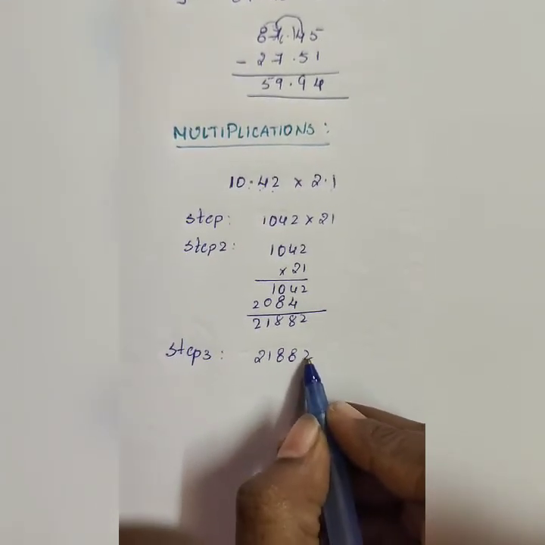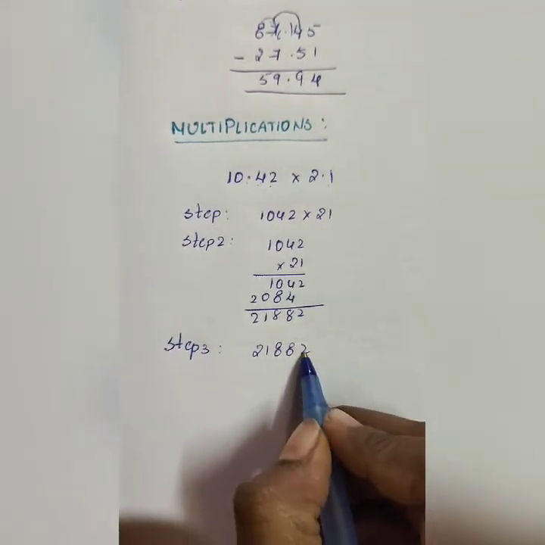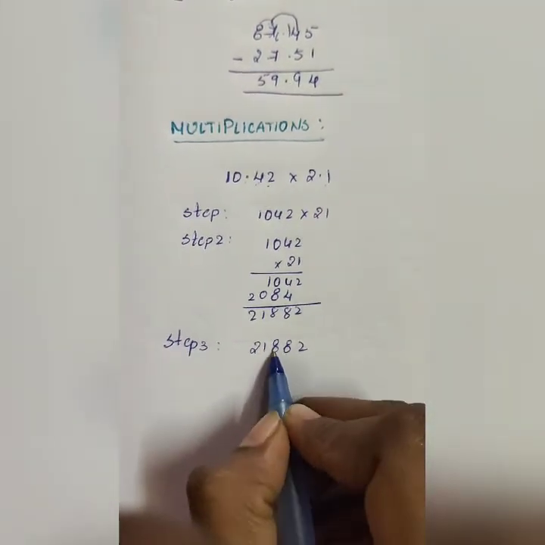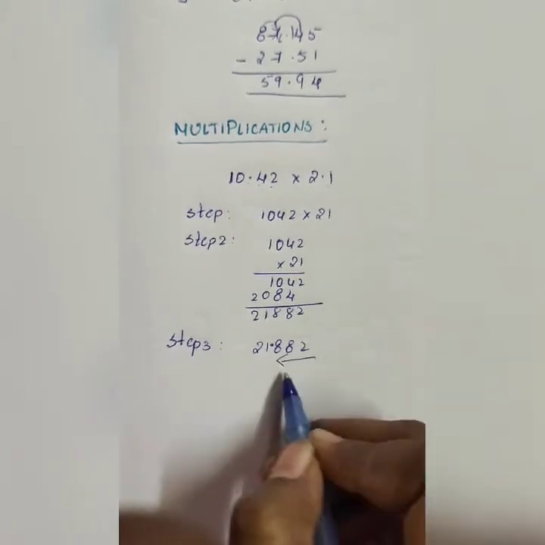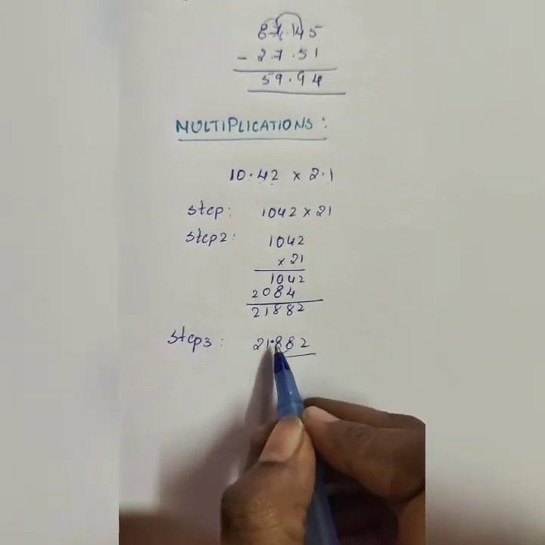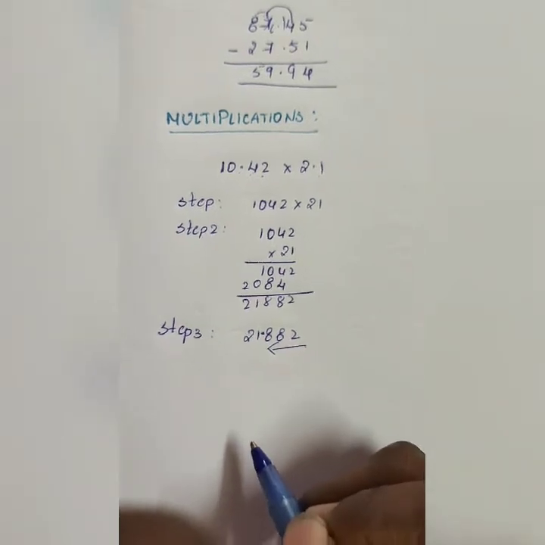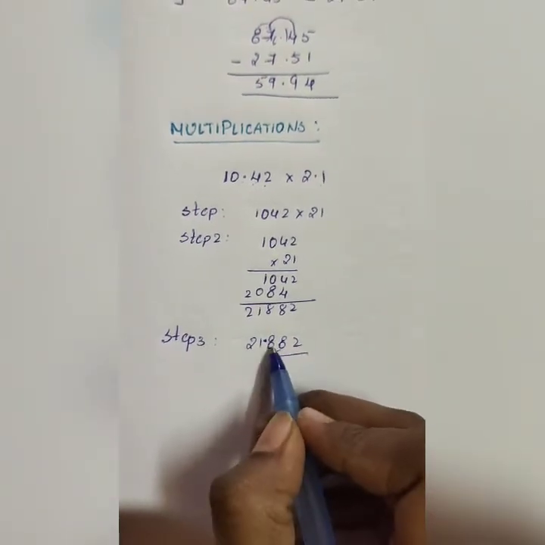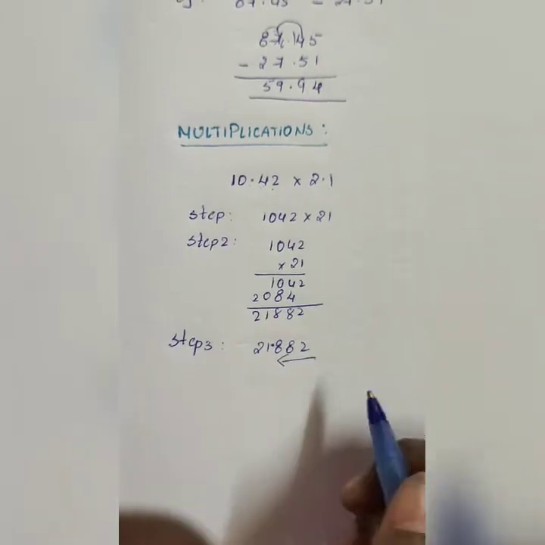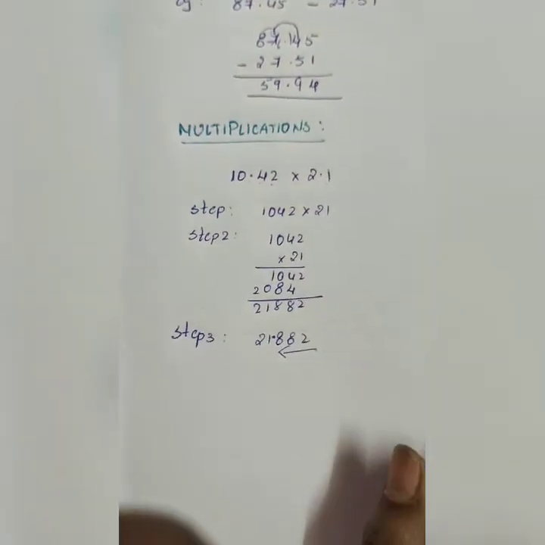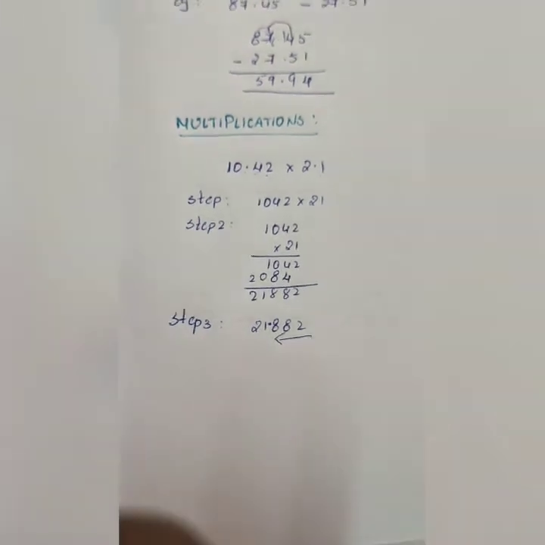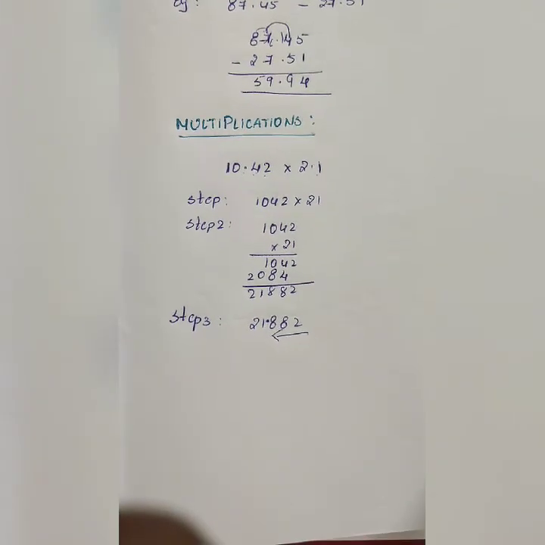How will you keep it? Count from 3 decimal digits, no? 1, 2, 3. So you keep a decimal point before 3 digits, from right to left. Count from here, and you can keep a point there. Okay, so 21.882 is the answer. This is the formal method of multiplication of decimal numbers.